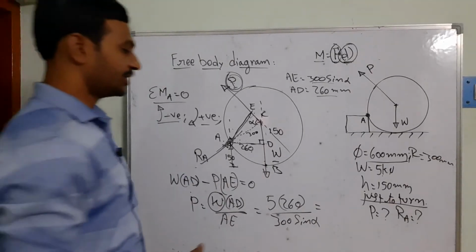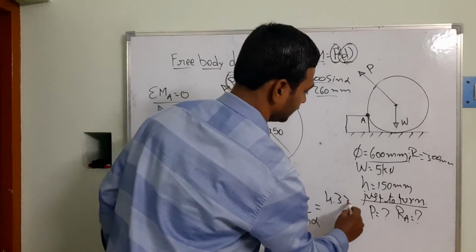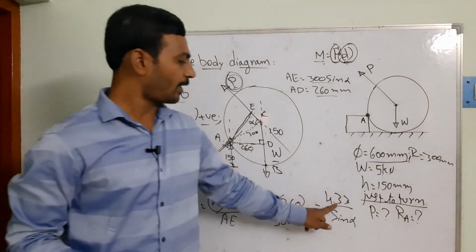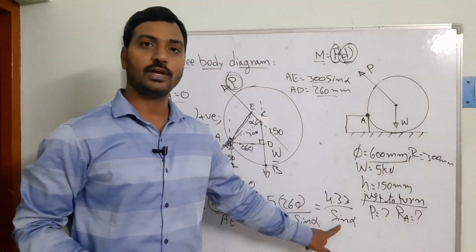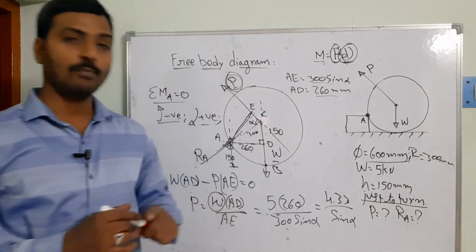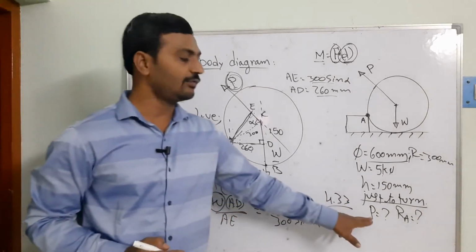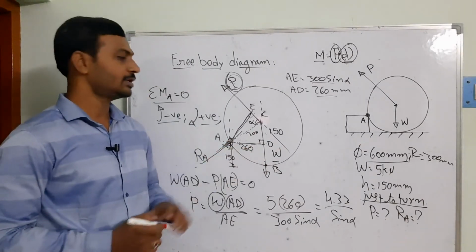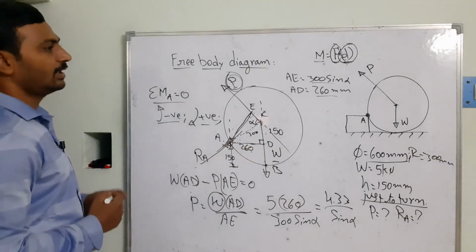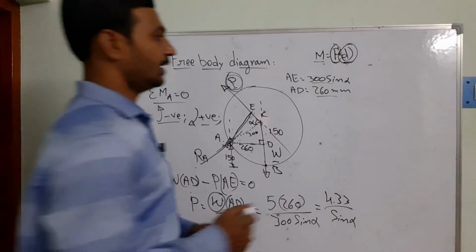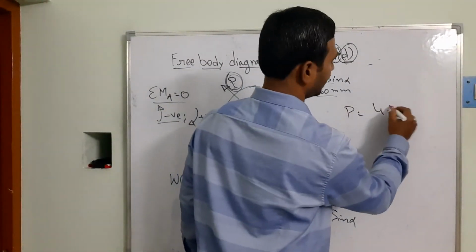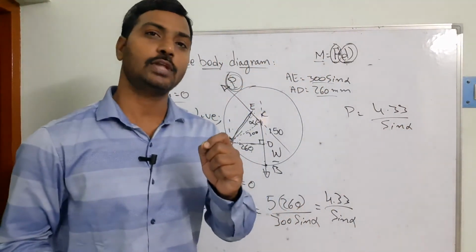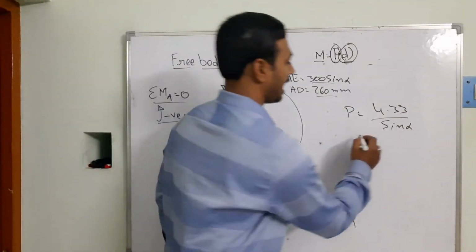Yes, after the simplification, I got around 4.33 by sine alpha. So can you see when the P is equal to 4.33 by sine alpha, in this case alpha is going to be the unknown. So then what I am going to do, I want to find out the least value of the force so that the wheel is going to be trying to climb over the point A. So I am going to be substituting here. So here the P is equal to 4.33 by sine alpha I have taken. In this case I need to find out the least value, the least force, so that alpha is equal to 0.